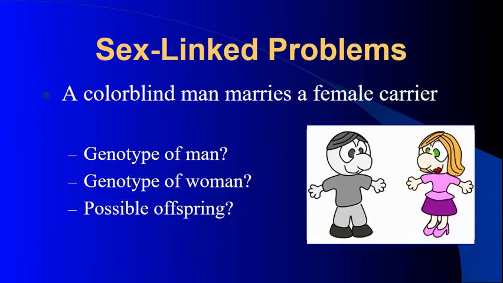So here is an example problem. A colorblind man marries a female carrier. So we need to determine what the genotype of the man would be, what the genotype of the woman would be, and what kind of possible offspring they would have.